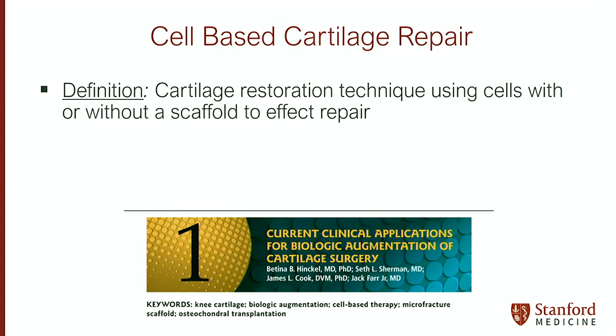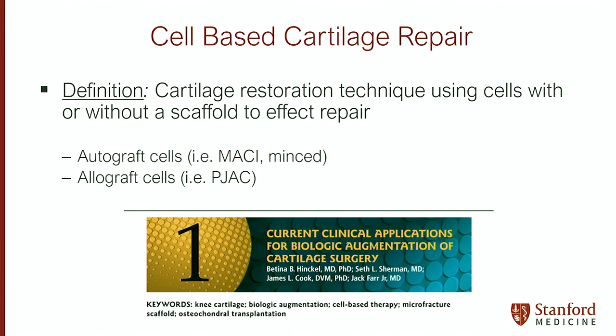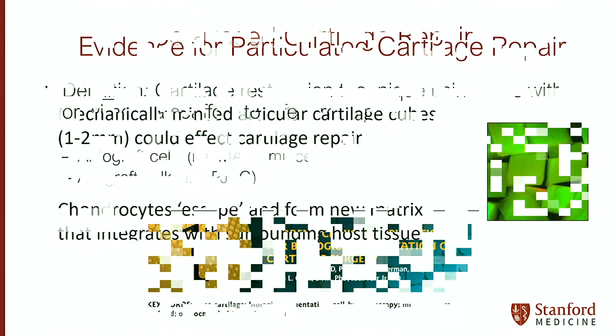But we'll pivot now to cell-based cartilage repair. This is using cells with or without a scaffold to effect repair. This can be either autograft, such as MACI or minced cartilage, or allografts. We'll talk about particulated juvenile allograft, which we have available in the United States.